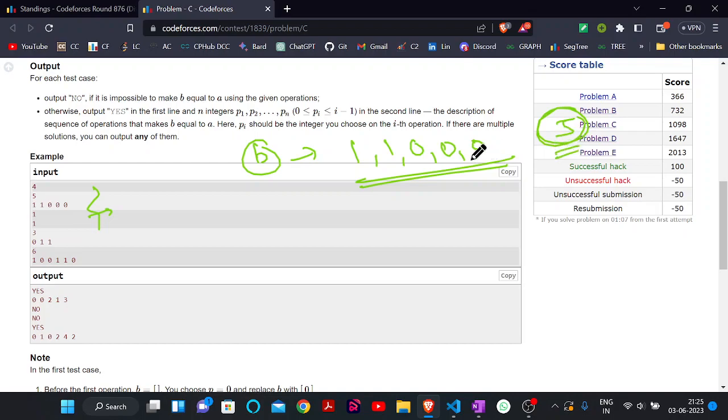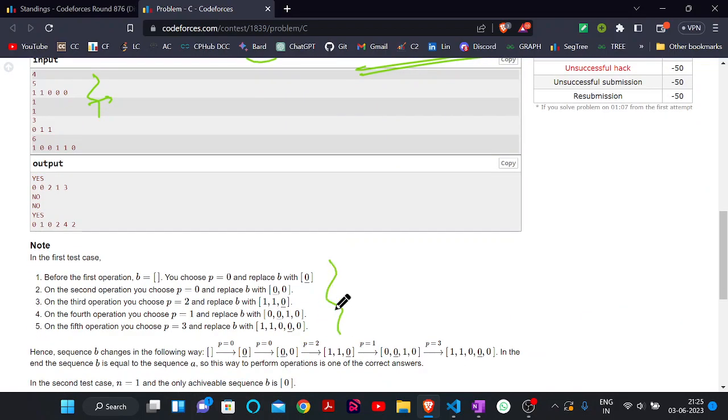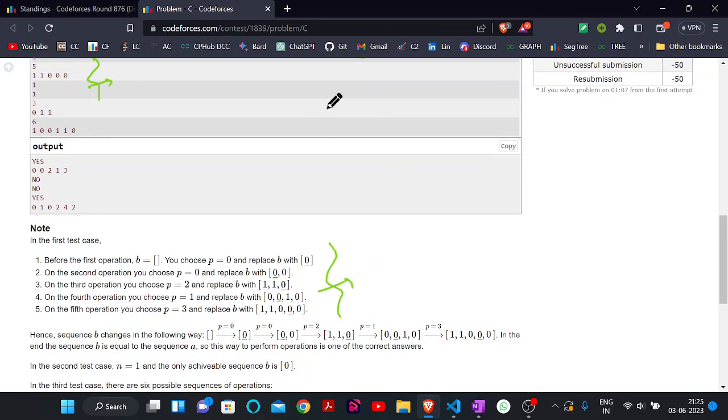Now how can we perform this? Here it is given that first of all B is empty. This is our first operation. So how many choices do we have? That is from 0 to i minus 1, that is 1 minus 1, that is also 0. So we have only one choice, that is this one. So we are going to insert a 0 here.